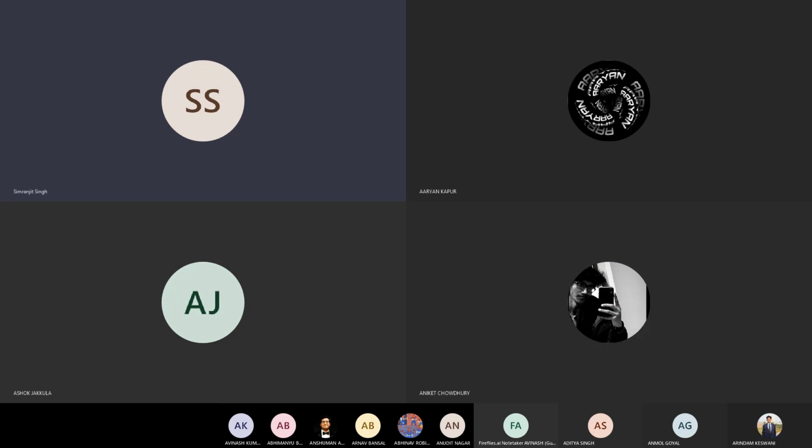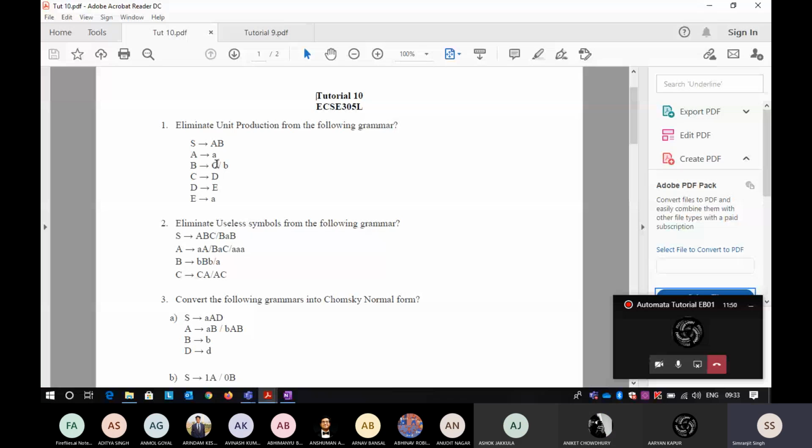This is a very easy one. So keep in mind the unit productions are here: B tends to C, and then C tends to D, and D tends to E. Okay, so follow the same procedure that I've already told you. If something is repeating, you stop there.